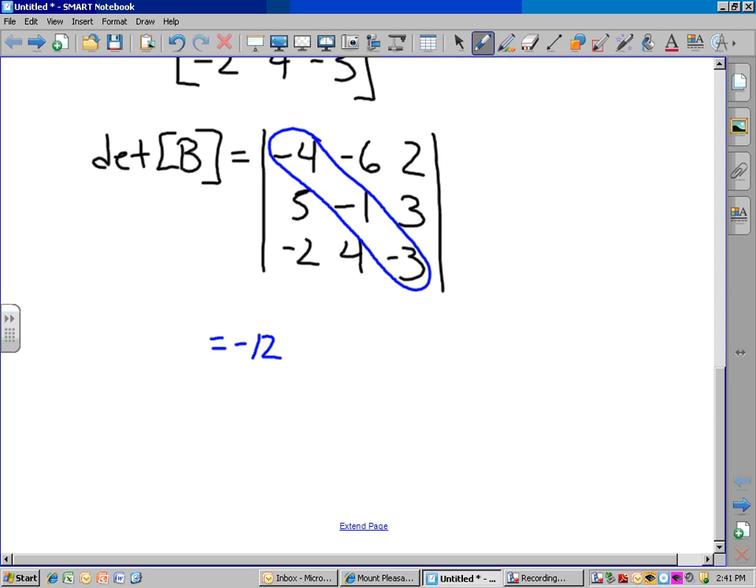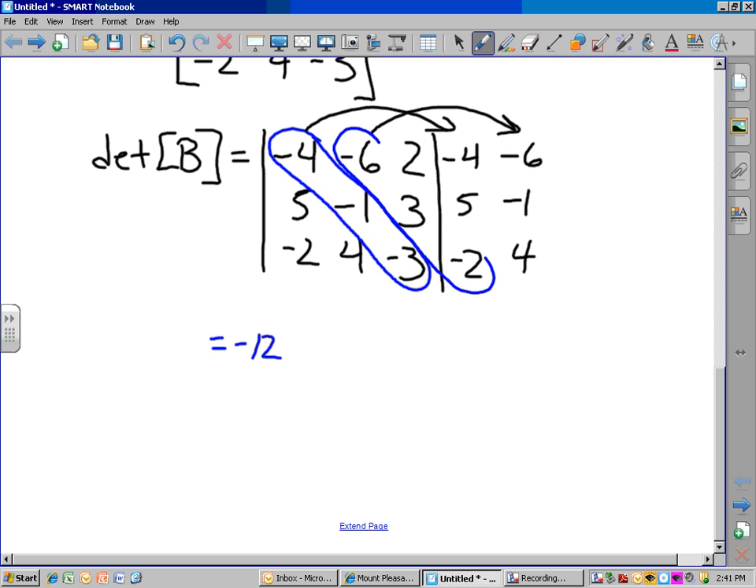But with this matrix, we're going to repeat the first two columns again. Negative 4, 5, and negative 2, and negative 6, negative 1, and 4. So we're going to repeat this column and we're going to repeat this column. Why? Well, because we have to look at more diagonals. It's 3 to be specific. The second diagonal is right there. Again, these are going to be positive, or adding.